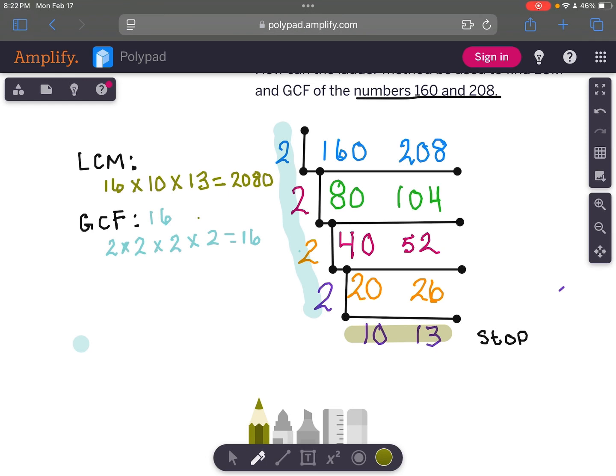Okay? So, what is our least common multiple? This is our least common multiple. I'm going to rewrite it up here. And this is how we find our least common multiple and our greatest common factor using our ladder method. Thank you.